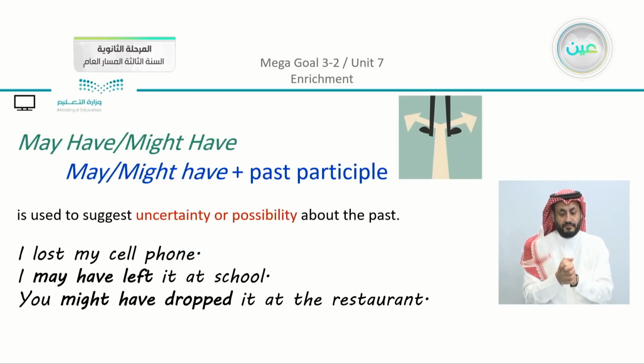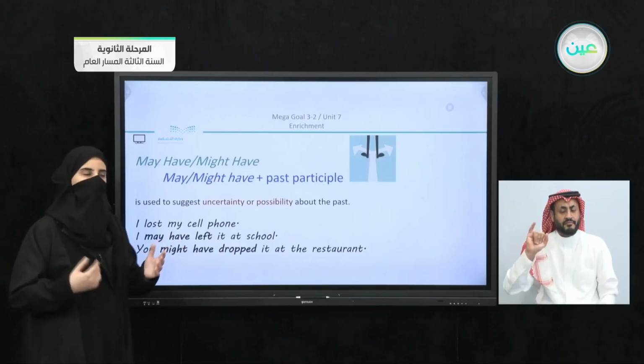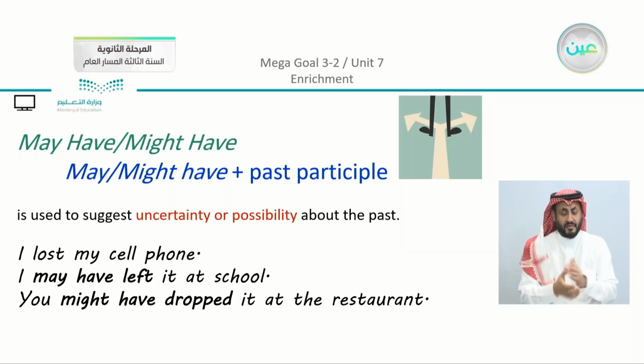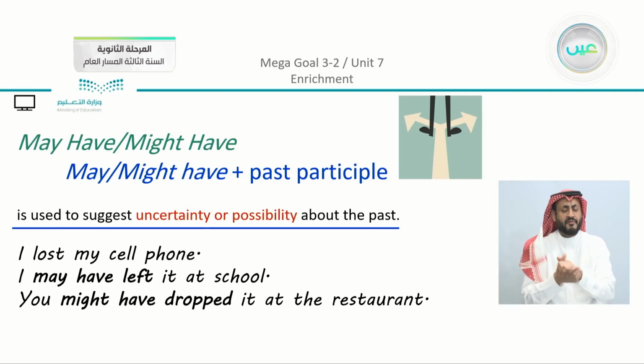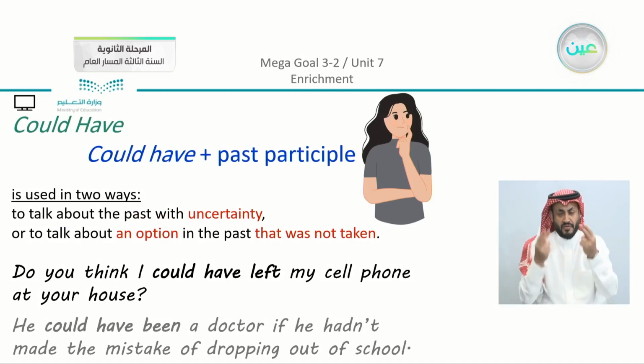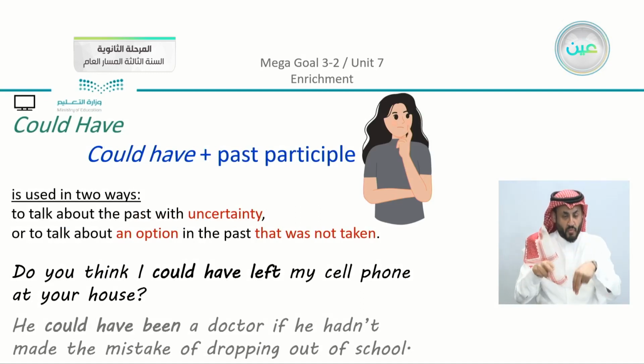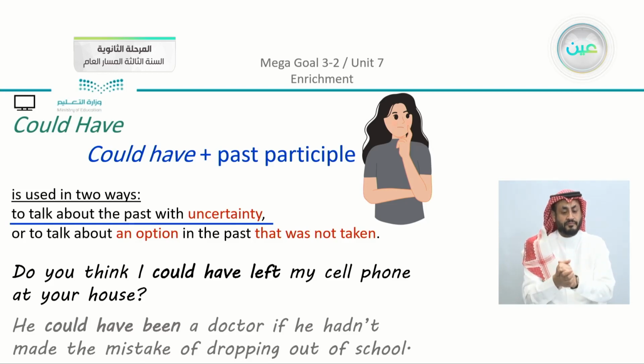If you recall, we took different types of modals and how we can use these modals in the past. So we have here, if you remember, may have or might have. Now either type takes the past participle. Now this is used to suggest uncertainty or possibility about the past. We also studied using could have. Now could have here is also used with the past participle. Also, we're going to revise here, it is used in two ways. So these two ways can be either to show the uncertainty in the sentence or to talk about an option in the past that was not taken.